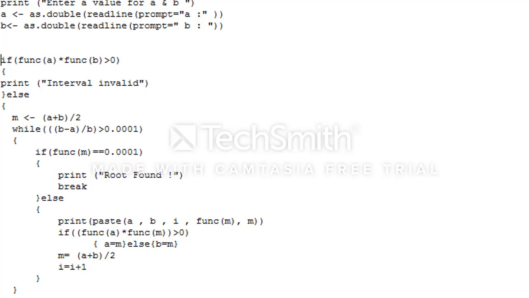That is, f of a into f of b must always be less than 0. If it is greater than 0, that means both the points lie on the same side of the root, which means my interval is invalid. Next, if f of a into f of b is less than 0, then I am coming to my else condition. Here I am taking a variable m, where I am taking the midpoint of a and b.